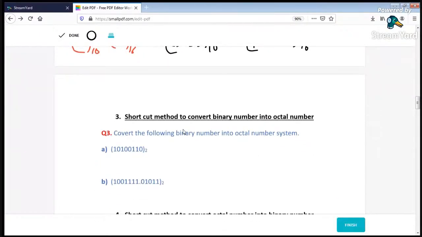Shortcut method to convert binary number into octal number. So one approach, traditional, how we can convert binary. The question is here, convert binary number into octal number. I will show you in a shortcut method how we can convert. If you follow the conventional rule, binary to octal, you can solve this problem.